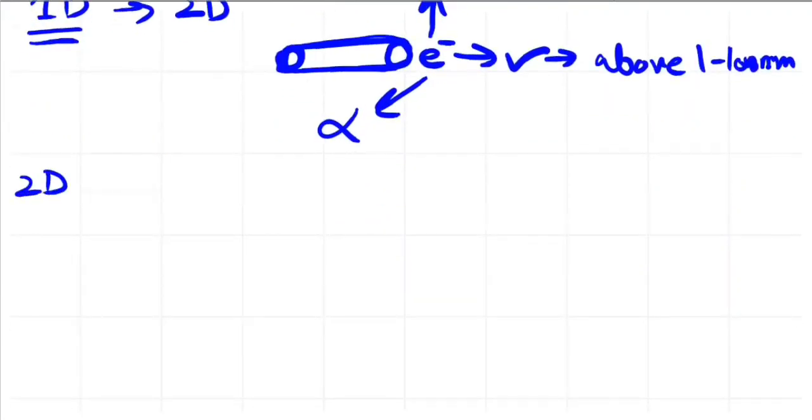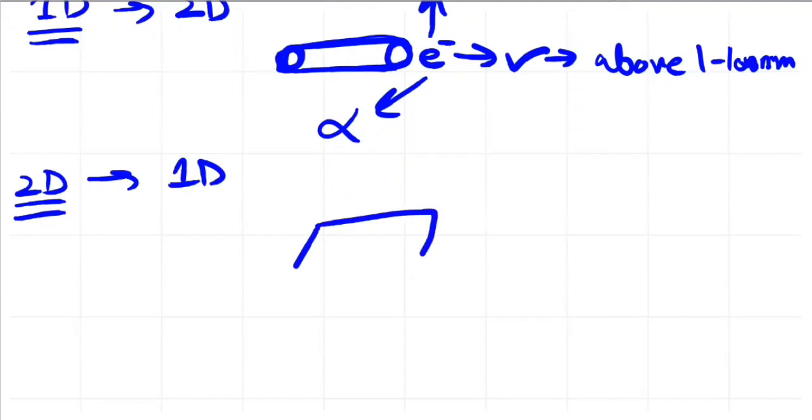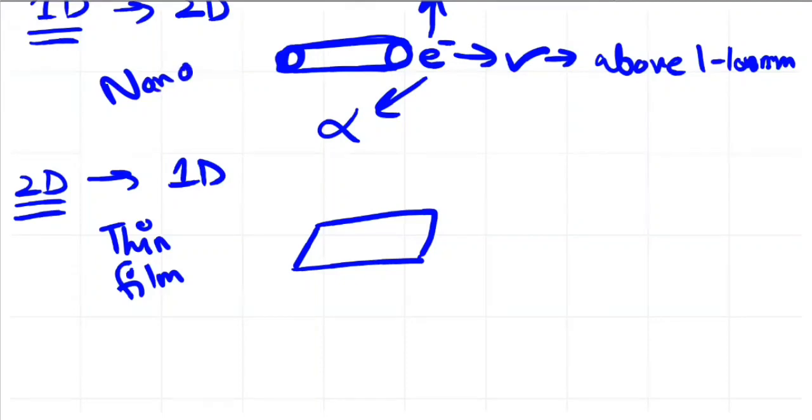So, what are 2D nanomaterials? By the same concept, they have one dimension confined, and they are free to move in two dimensions. The common example is thin film.